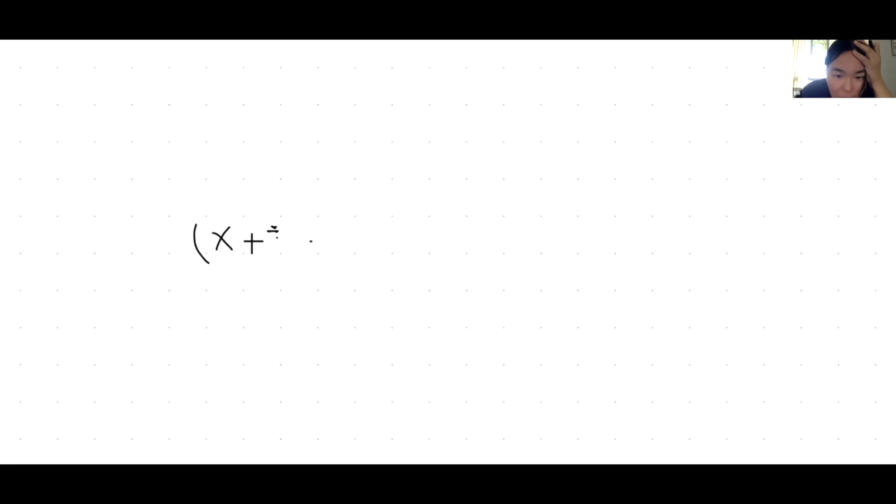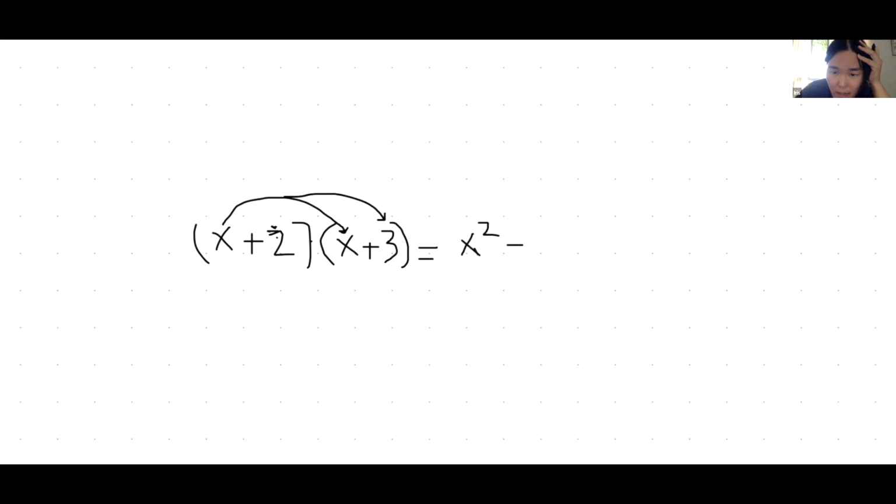Okay, x plus 2 times x plus 3. I want to just do this one so that you see what happens. When we expand it, remember, this is a very important property of products: you have x times this x and then x times this 3, right? So x times x is x squared. x times 3 is 3x.